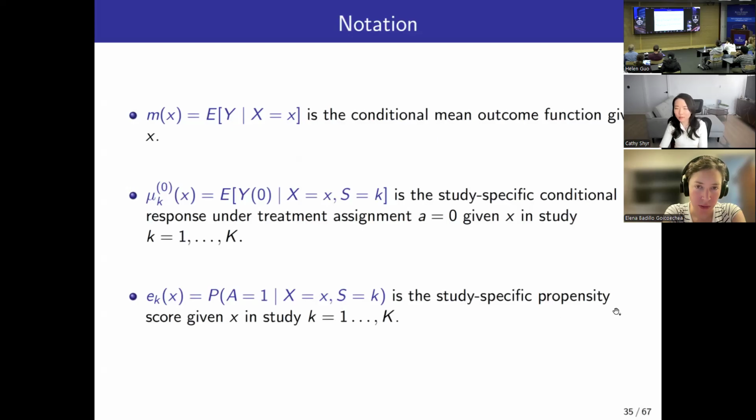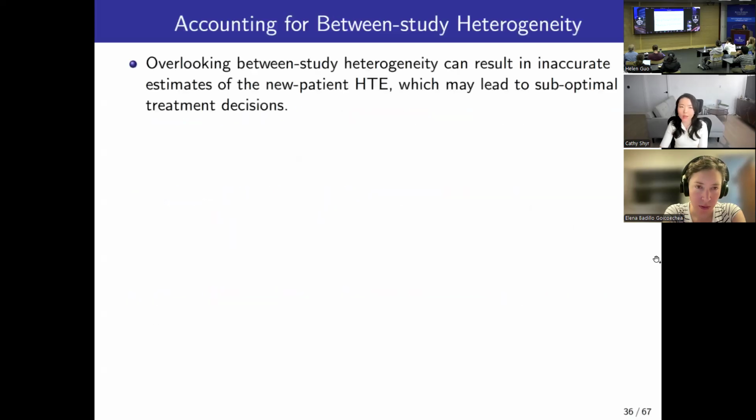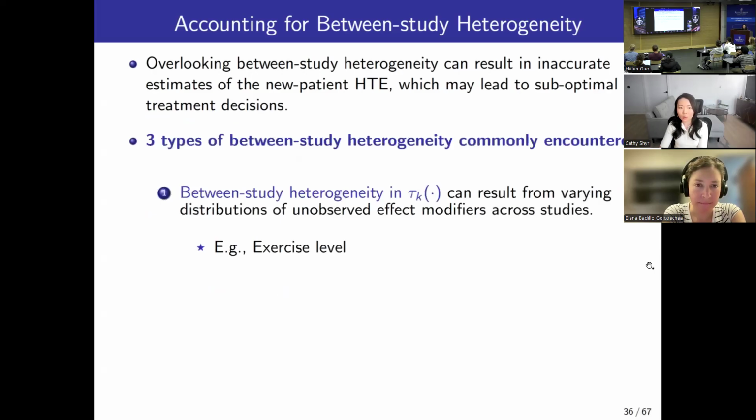So when it comes to estimating the new patient HTE using information from multiple studies, a key consideration is to take into account the different sources of between-study heterogeneity, which can result from differences in study populations, design, and sample characteristics. Overlooking between-study heterogeneity can result in inaccurate estimates of the new patient HTE, which may lead to suboptimal treatment decisions. So I want to quickly highlight three types of between-study heterogeneity that are commonly encountered in practice.